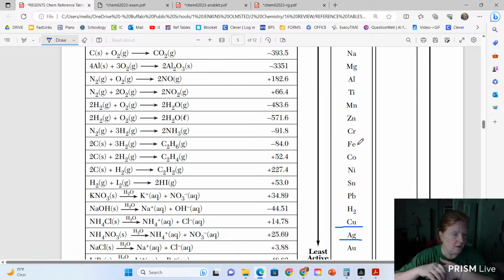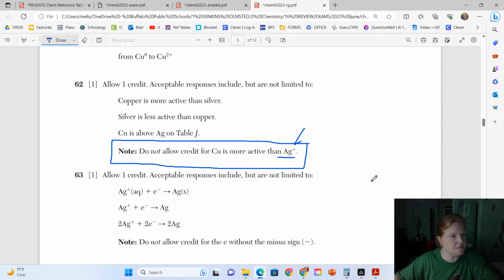Okay? And they just didn't want you to put the plus sign because table J doesn't mention plus signs. It's a little mean and a little petty, which is why I feel some type of way about it. I didn't really like it. And probably for every 10 papers I graded, 9 people got it wrong. And 7 of those people wrote this. So frustrating from a grading perspective.